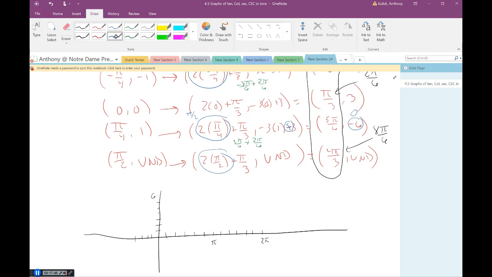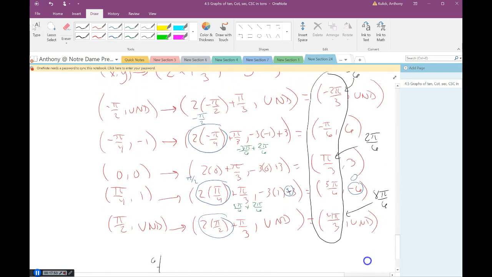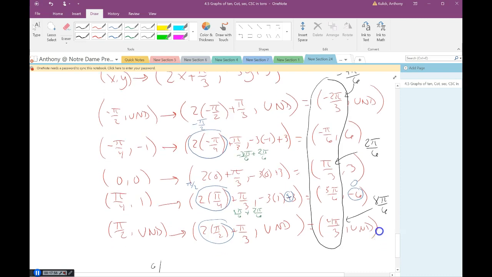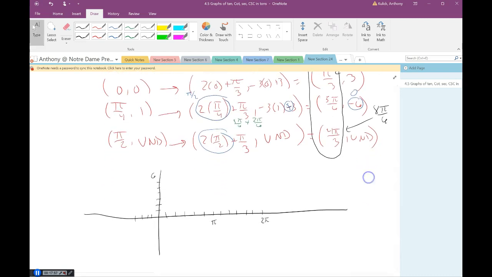Okay, when I graph these ones with the asymptotes, I like to draw in the asymptotes first. That's my personal preference. So I have negative 4 pi over 6 and positive 8 pi over 6 that I'm going to draw in my asymptotes for first. So that's negative 4 pi over 6, and 1, 2, 3, 4, 5, 6, 7, 8. Everybody happy there? Okay.